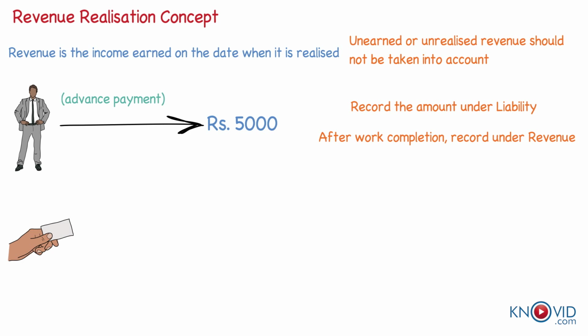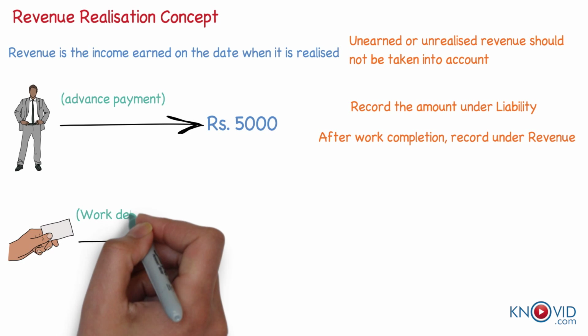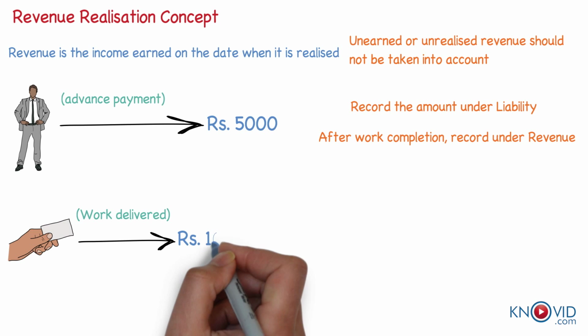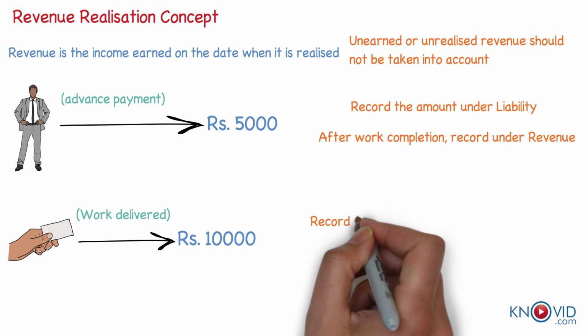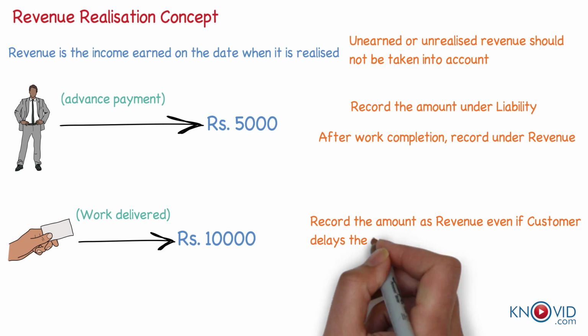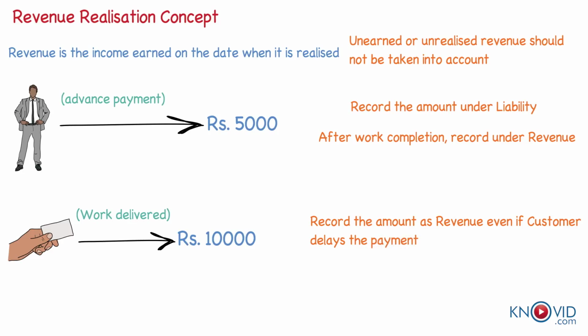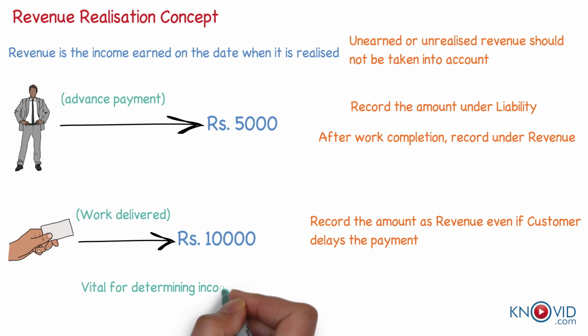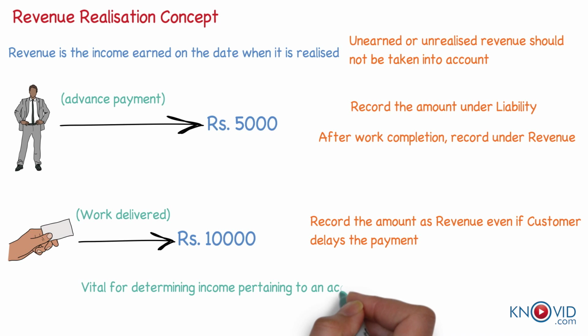Similarly, if a work is done and delivered to the customer with a bill of say rupees 10,000, then the seller is assumed to have realized rupees 10,000, even if the customer is delaying the payment. This is because the delayed payment is a financing issue and not related to the realization of the revenues. The realization concept is vital for determining income pertaining to an accounting period. It avoids the possibility of inflating incomes and profits.